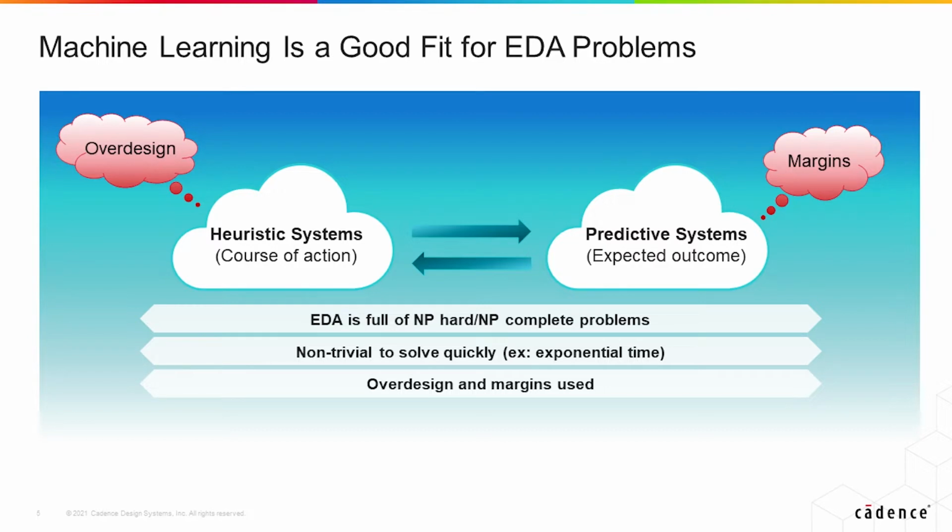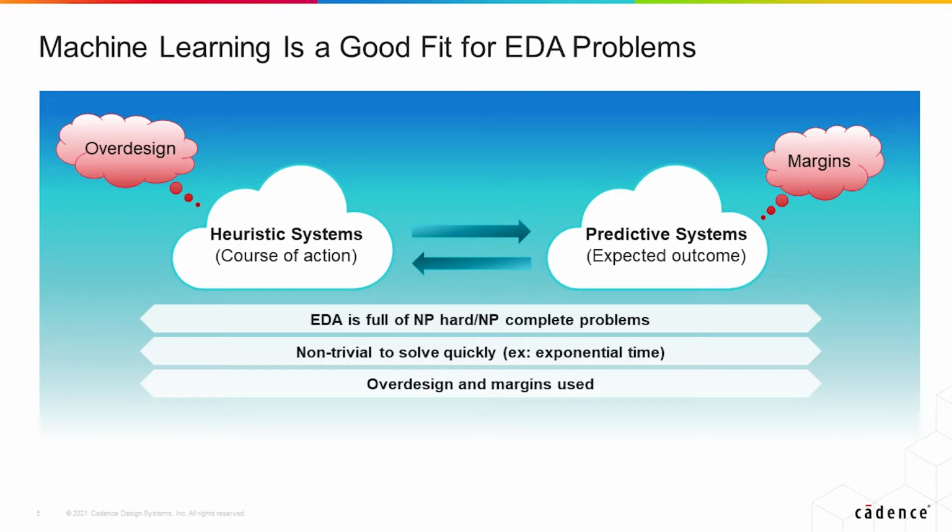Let's start by considering why machine learning techniques would be useful for general EDA algorithms. EDA is full of NP-hard and NP-complete problems which are non-trivial to solve quickly and can easily result in runtime issues due to exponential time behavior. To avoid long runtimes, EDA tools use various approaches to avoid completely solving NP-hard problems. Heuristic systems based on experience can be used to guide the outcome of the algorithm, and predictive systems are used to guess the outcome without having to actually compute the answer.